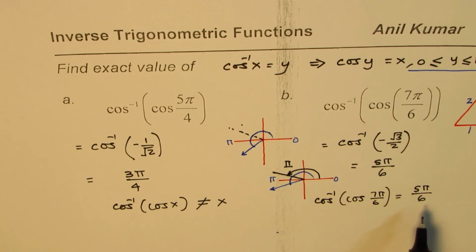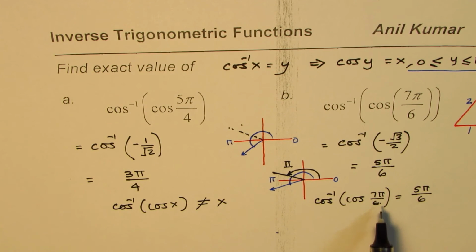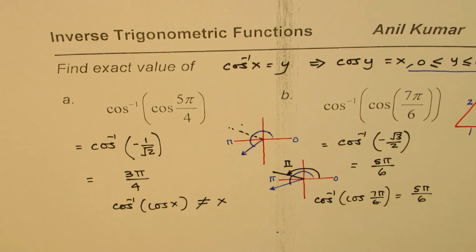Now the reason is that this cos inverse could not undo the cos because this angle here is not in the domain of cos inverse, correct? That is the reason. I'm Anil Kumar, and I hope this point is absolutely clear.